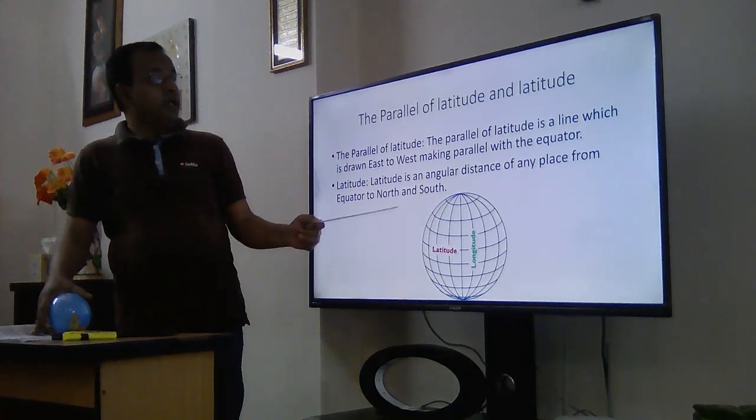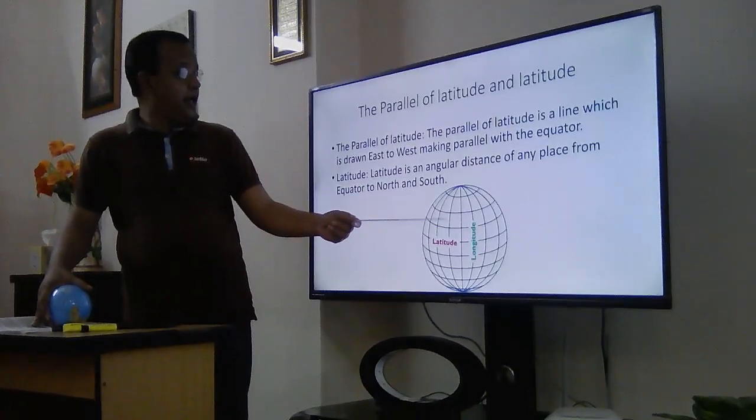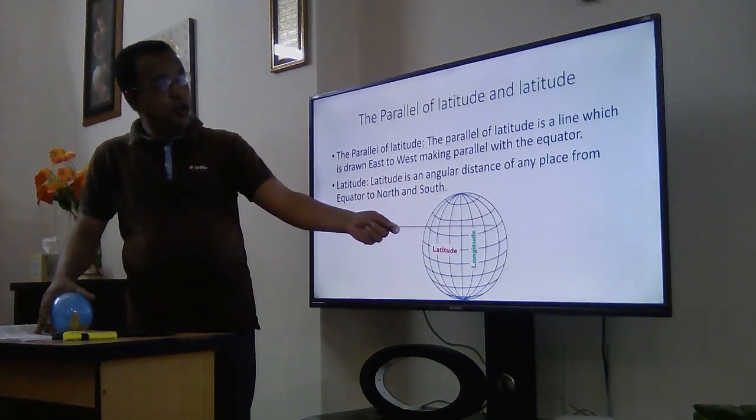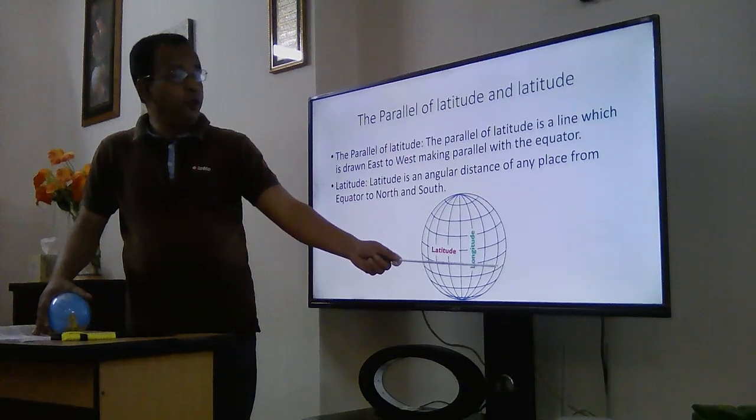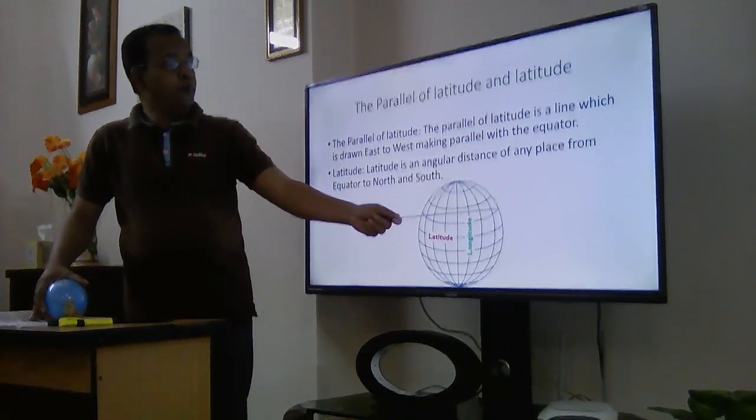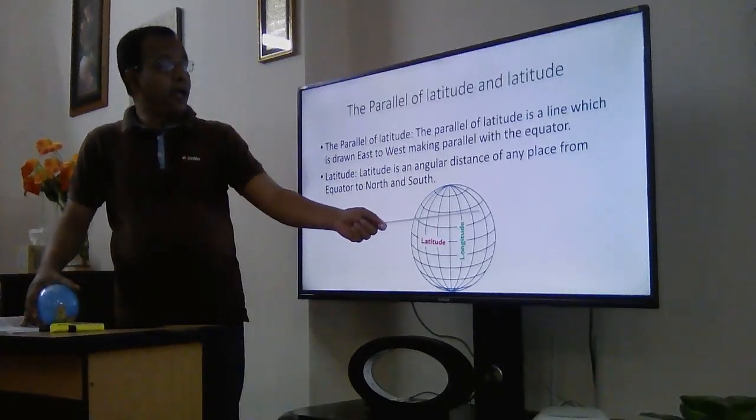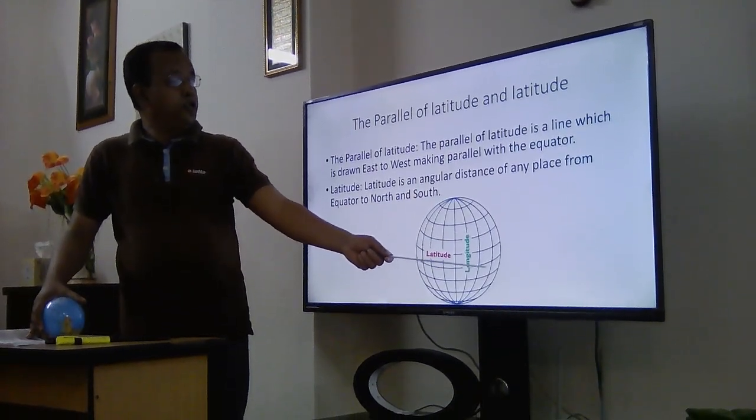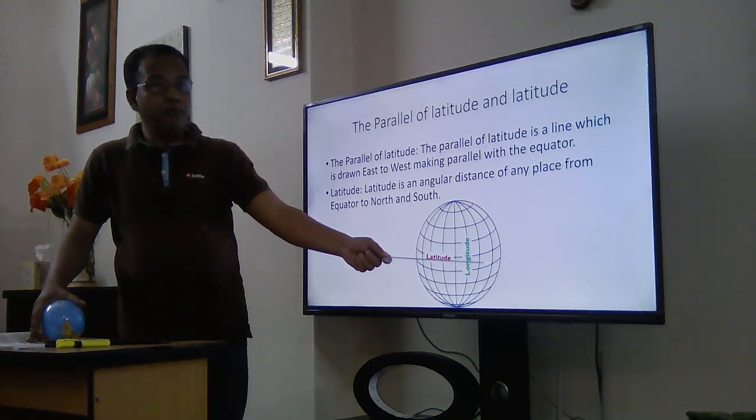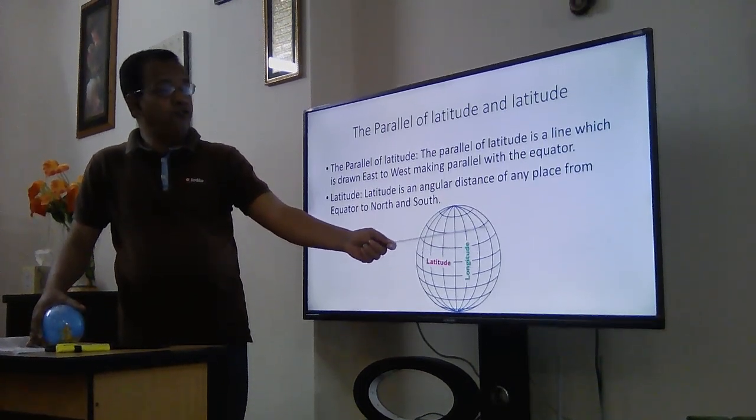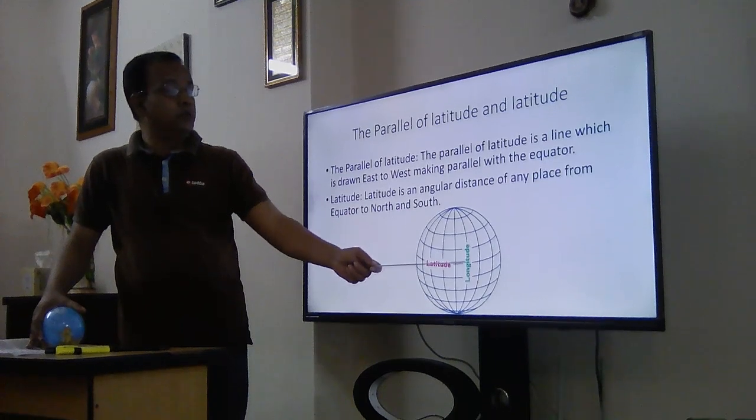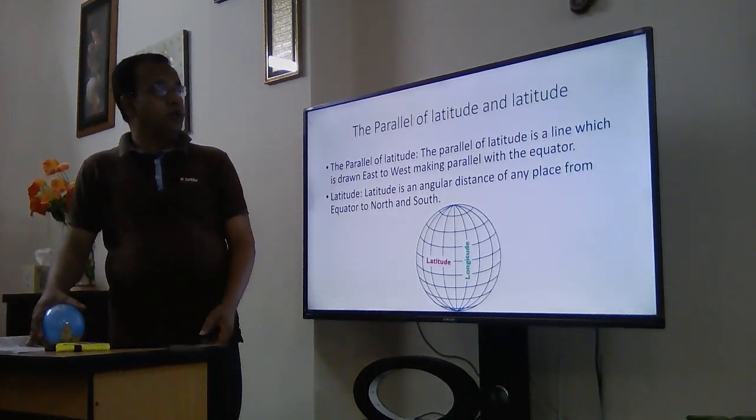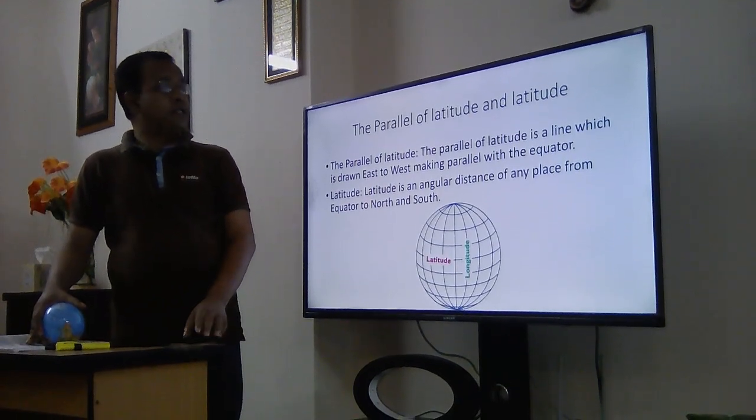And see, there are two important latitudes: 23.5 degrees north and 23.5 degrees south of the equator. 23.5 degrees north is known as the Tropic of Cancer and 23.5 degrees south is known as the Tropic of Capricorn. And these two lines have special characteristics.